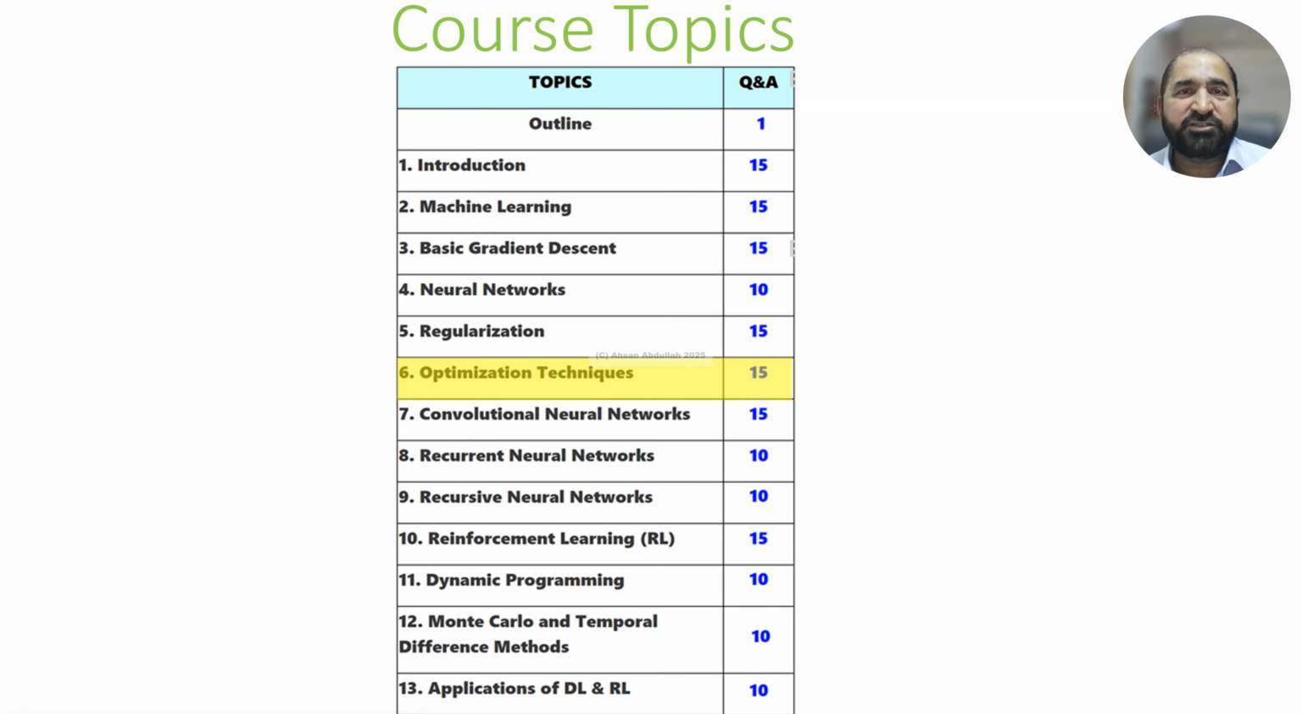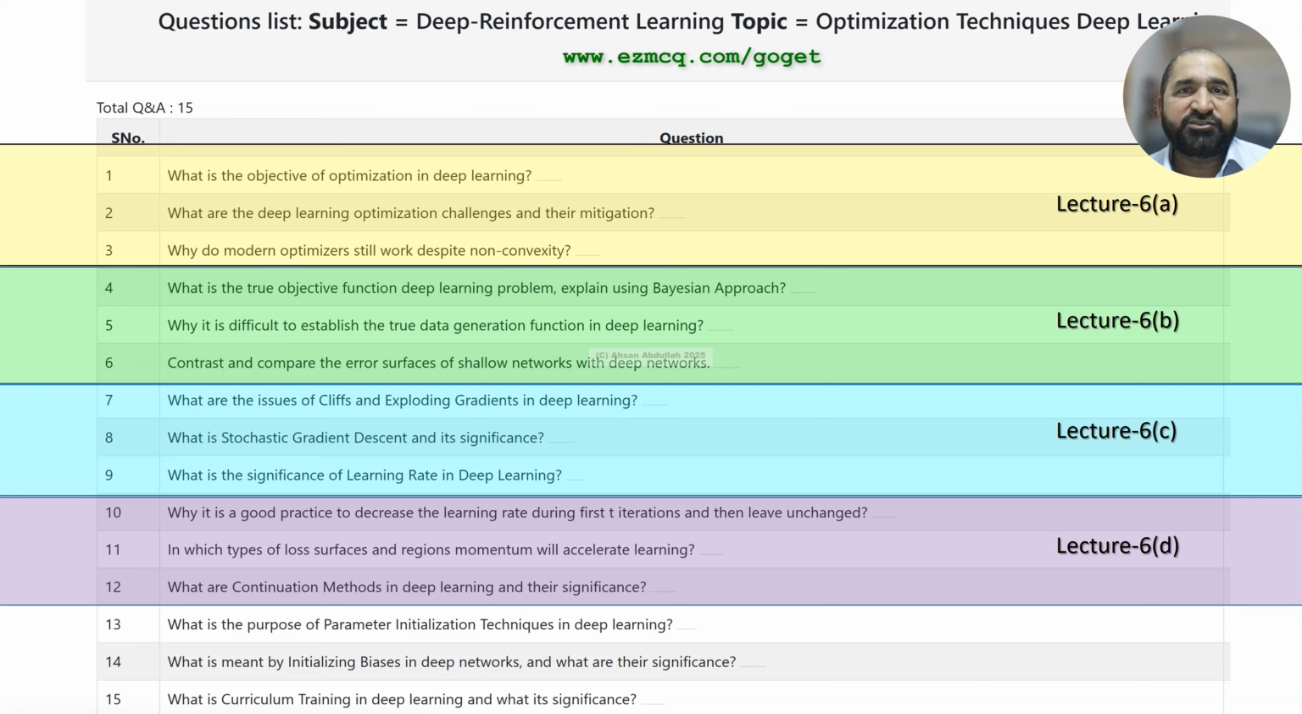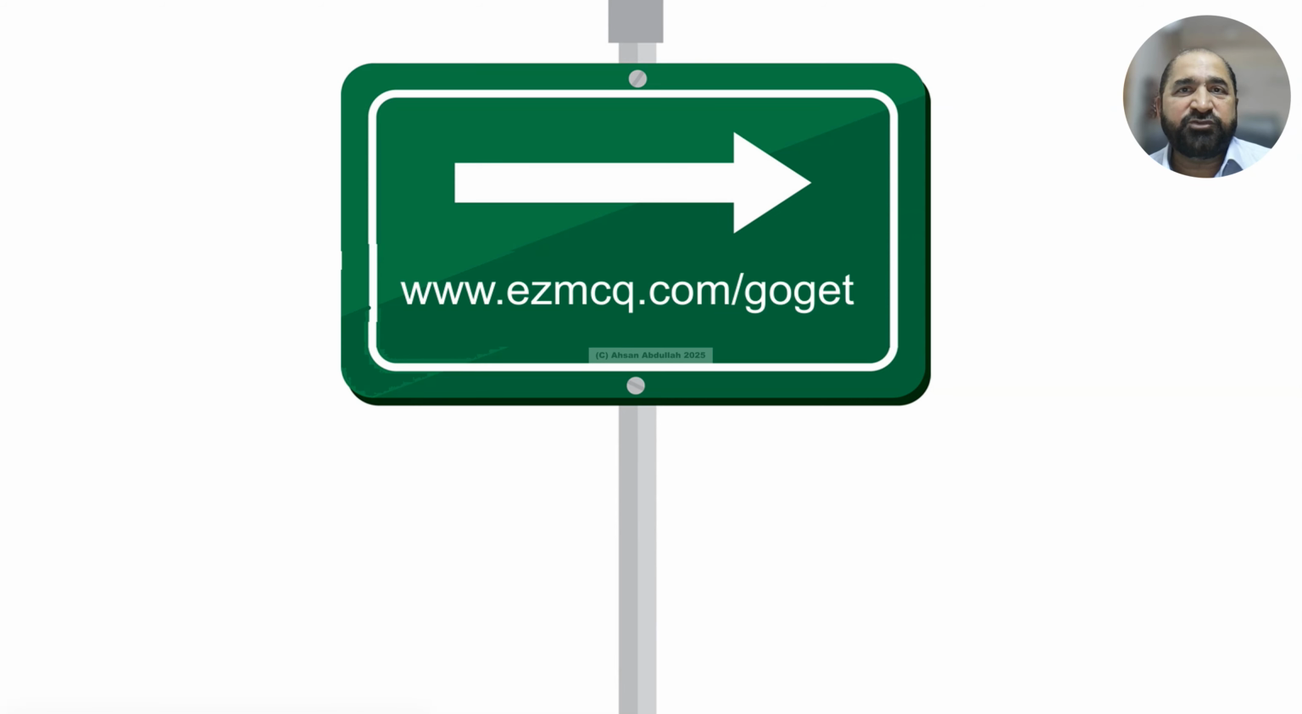These are the topics which are covered, and we are at topic number 6, which is optimization techniques. The details of this topic are in front of you. We have these blocks of color which identify which concept Q&A are covered in which lecture. For example, lecture 6A, shown in yellow, covers the first 3 Q&A. Similarly, in green color are the next 3 Q&A, which is 6B, and so on. So without further ado, we move on to the actual course and start from there.